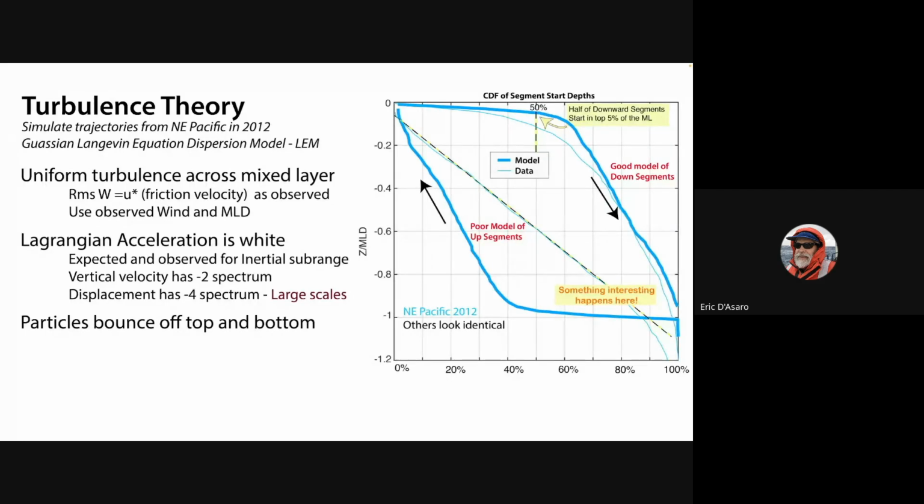On the ups, it's a symmetrical model. So the ups have to be the same as the downs. They're not. So something different is happening in the ups than in the downs. Again, it's profoundly asymmetric up-down.